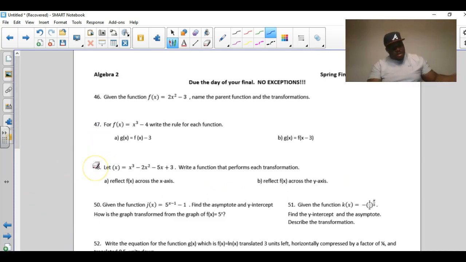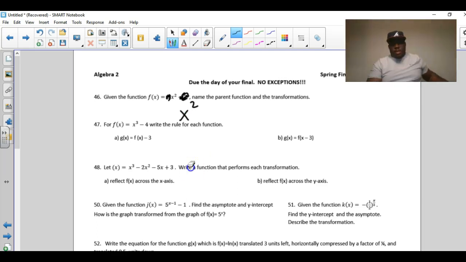Number 46 here. 46 says, given the transformation 2x squared minus 3, name the parent function of this transformation. So look, guys, if you strip away all of this, strip away that, what's left? x squared. So the parent function is x squared. That's the parent function.